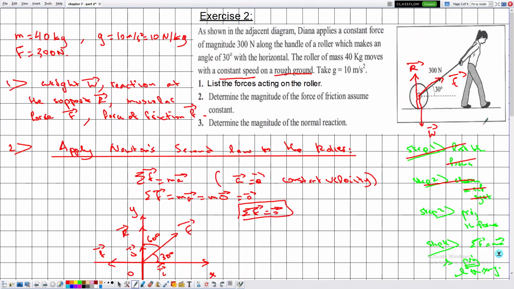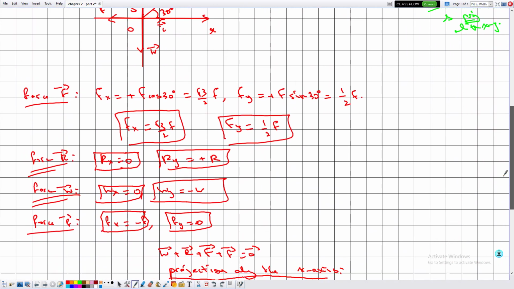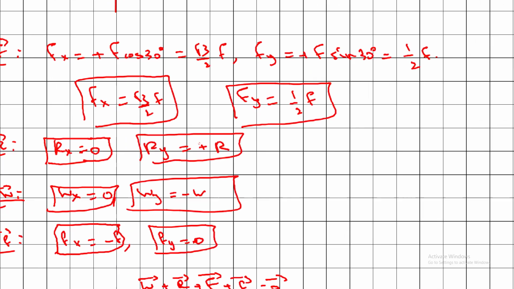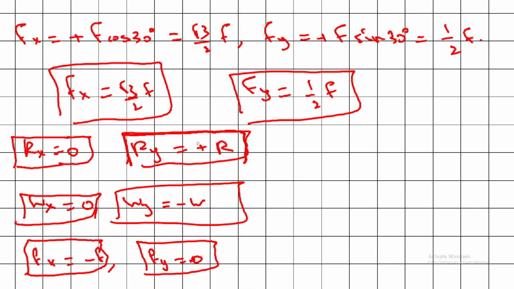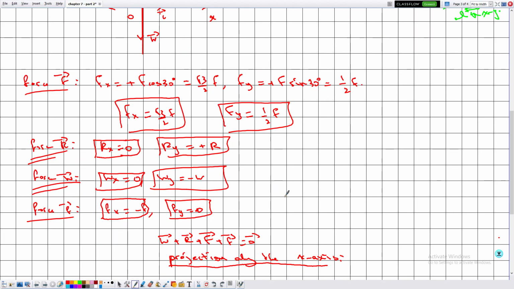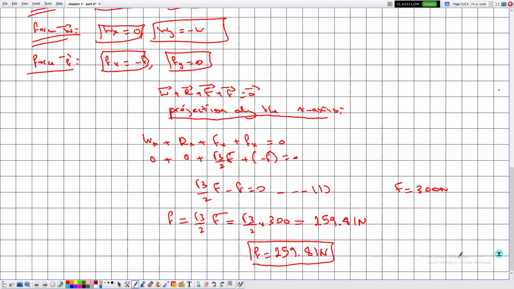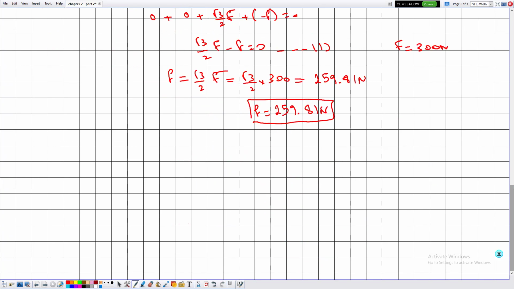Now in part 3 they are telling me to determine the magnitude of the normal reaction. So the normal reaction, which is R, appears in the y component. Already we have made use of the x component, so it's reasonable to project along the y-axis in order to determine the value of Ry. Now let's do the projection along the y-axis.